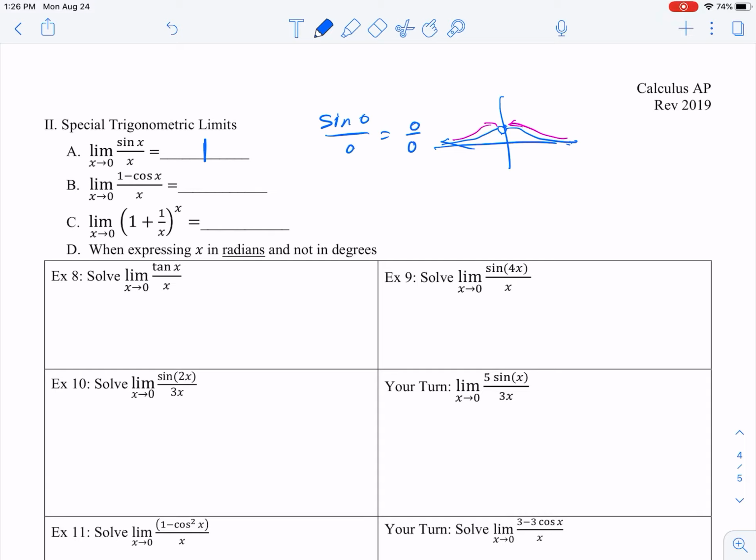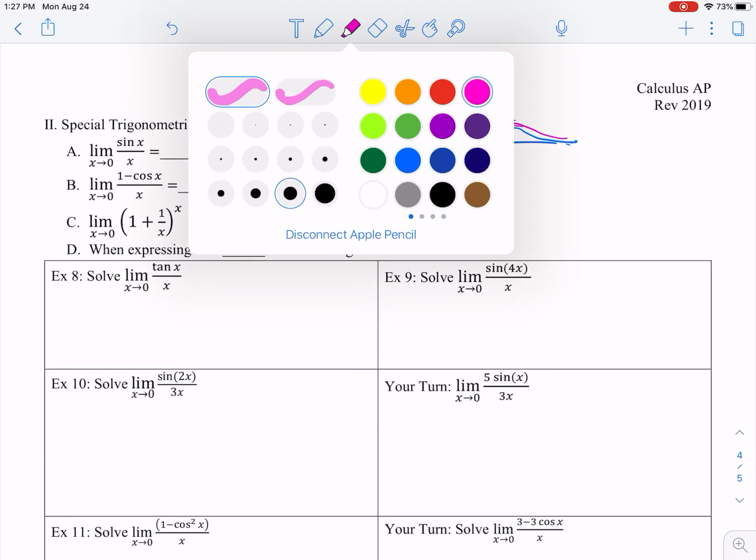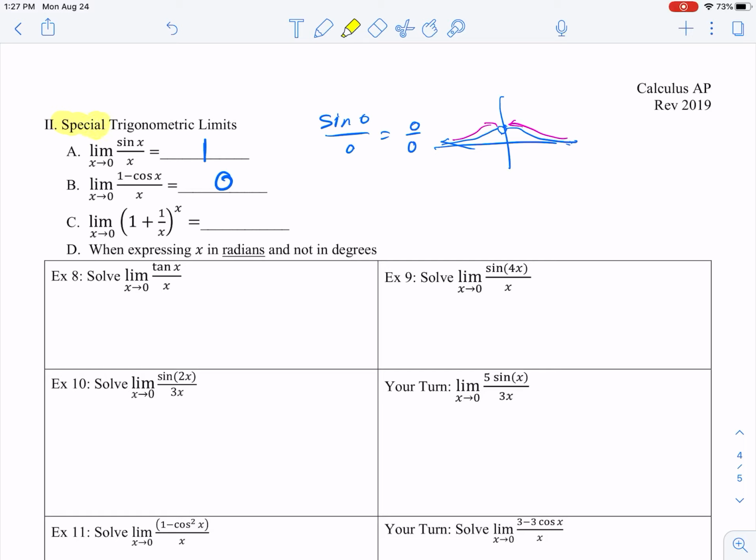The next one, 1 minus the cosine of x over x, approaches 0. Special case, memorize it. That's why this says special right there. This last one, I don't ever remember seeing this in a calculus problem. It's really compound interest rate continuously. It goes to 1. But I don't know as I've ever used that. I've never worked problems with it.